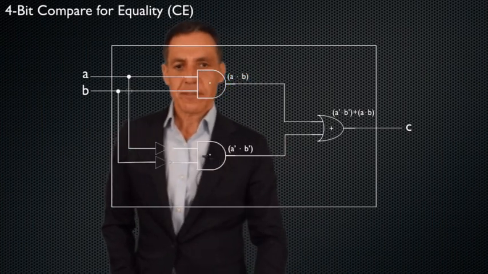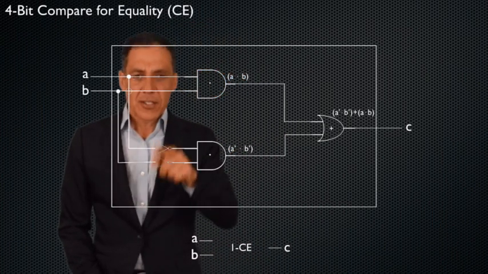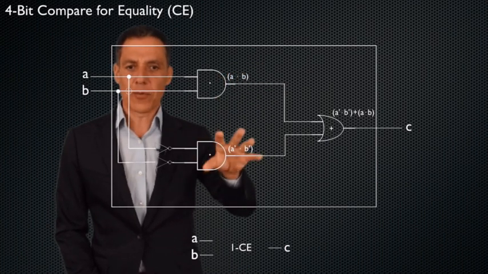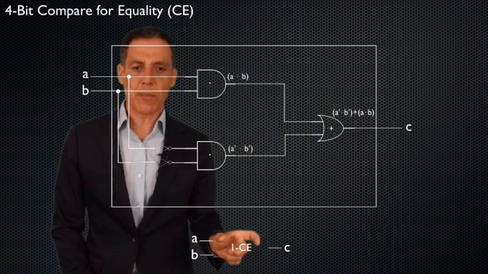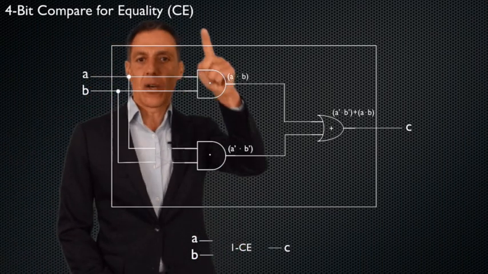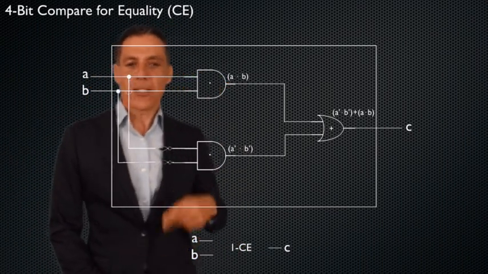Let me draw this with a little bit of abstraction, because this is a lot. I don't want to have to keep drawing this over and over again. So I'm going to represent the 1-bit compare for equality with this little box here with a 1 CE, 1-bit compare for equality. And done.